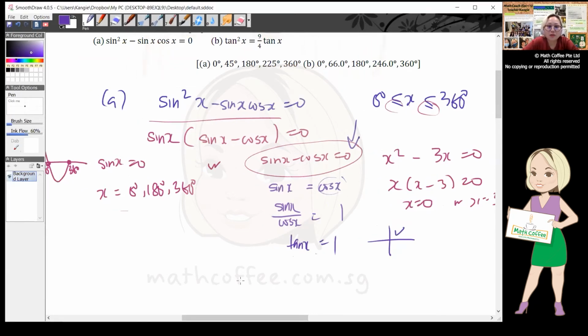Why right hand side not equals to 0 must use R formula? Because if you don't use R formula, you have both sine and cosine, you cannot solve it. Okay, you need to use R formula to change it to either purely sine or purely cosine.